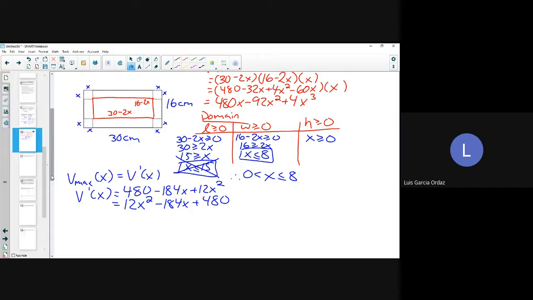Okay, I'm going to factor out a 4, but I have to set my derivative equal to 0 to find out my max. So I get 4 bracket 3x squared minus 46x plus 120. So now I need to factor out my trinomial. If you guys can factor out 3x squared minus 46x plus 120, what two factors do I get in the bracket, or what brackets do I get? So factor out the trinomial for me, and then type your answer in the chat.